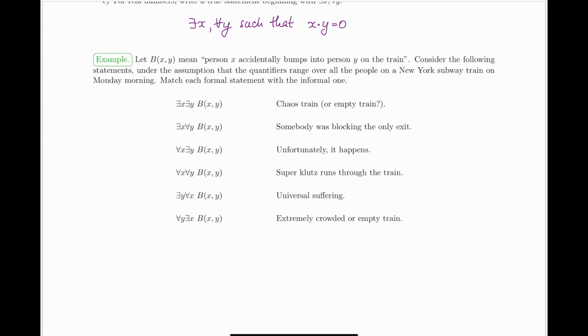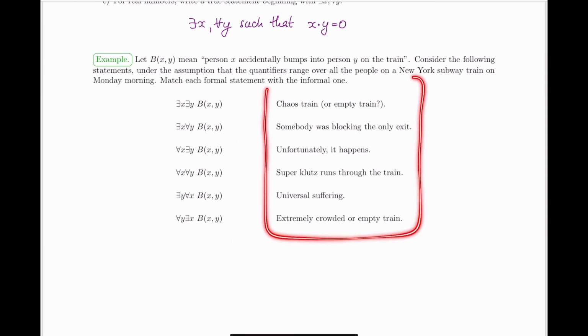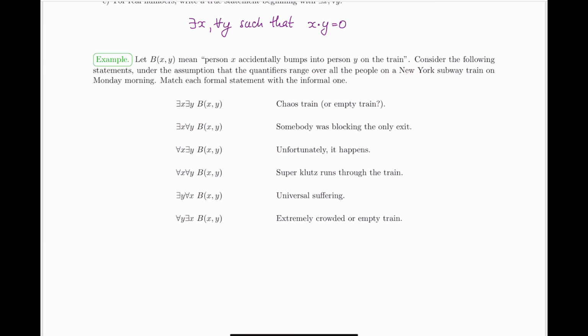Consider the following statements under the assumption that the quantifiers range over all the people on a very busy New York subway train on Monday morning. So it can be a little bit crazy or it can be completely empty. So what do we have here? On the left-hand side, we have quantified propositions, and on the right-hand side, we have descriptions of them in English. Again, I strongly recommend you take a minute and try to actually match these up. They do match 1 for 1.